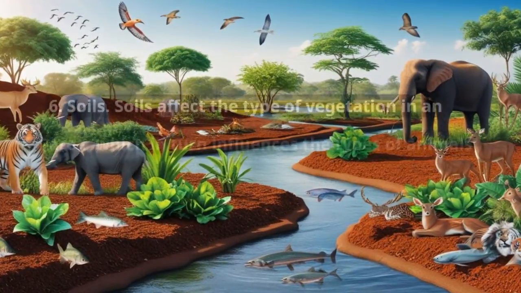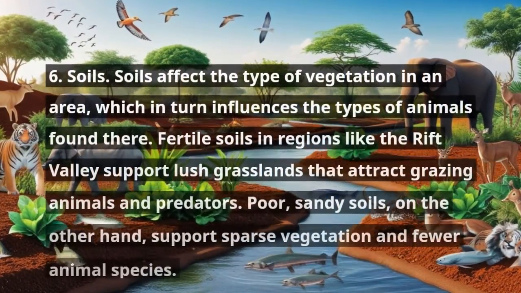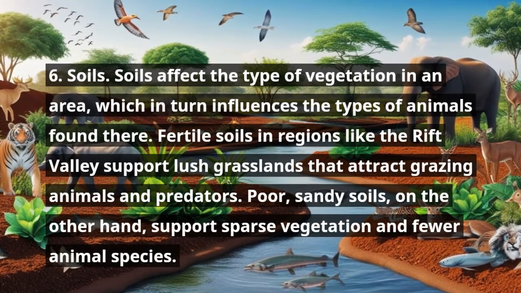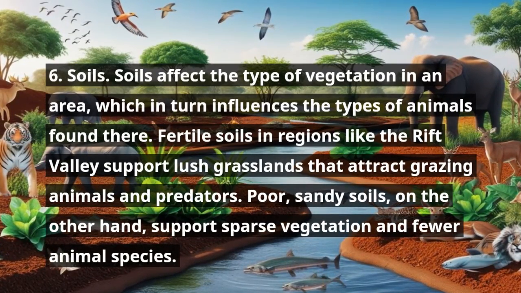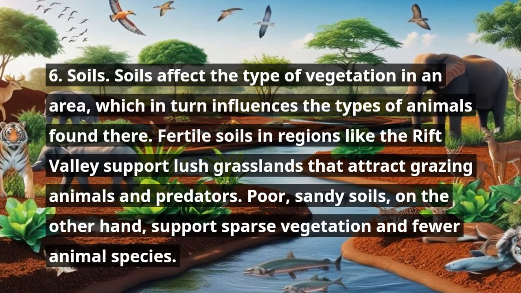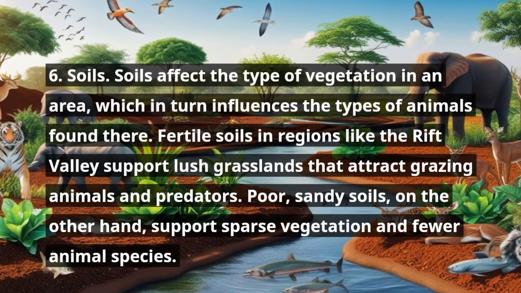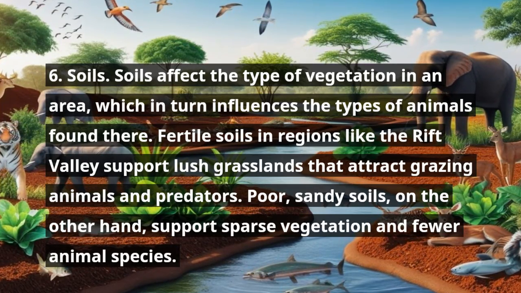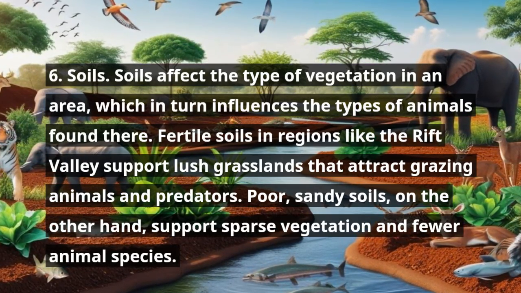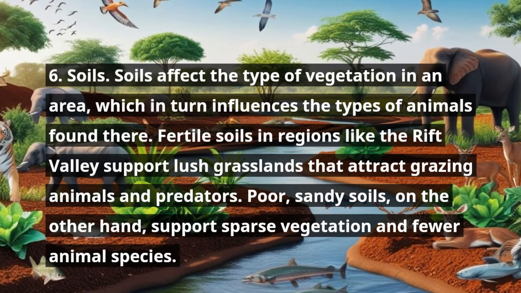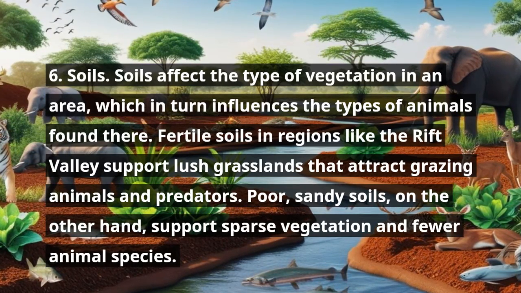6. Soils. Soils affect the type of vegetation in an area, which in turn influences the types of animals found there. Fertile soils in regions like the Rift Valley support lush grasslands that attract grazing animals and predators. Poor, sandy soils, on the other hand, support sparse vegetation and fewer animal species.